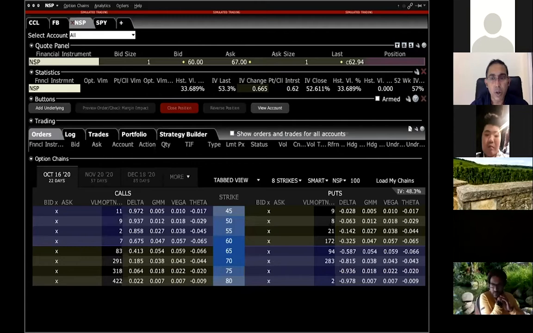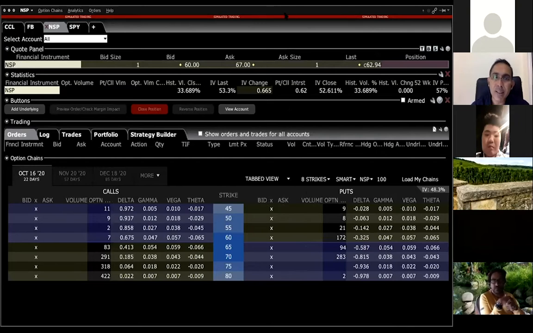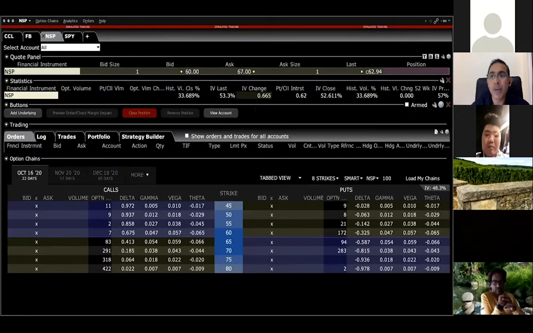Okay, so here is the NSP option chain. This is how the Interactive Brokers platform looks. And by the way, guys, whether you use Interactive Brokers or not, Interactive Brokers provides a simulated trading account. This is a paper trading account. It is free of cost, and you get to familiarize yourself with the platform using this without taking any risk. So I would encourage all of you to open a paper trading account on Interactive Brokers.